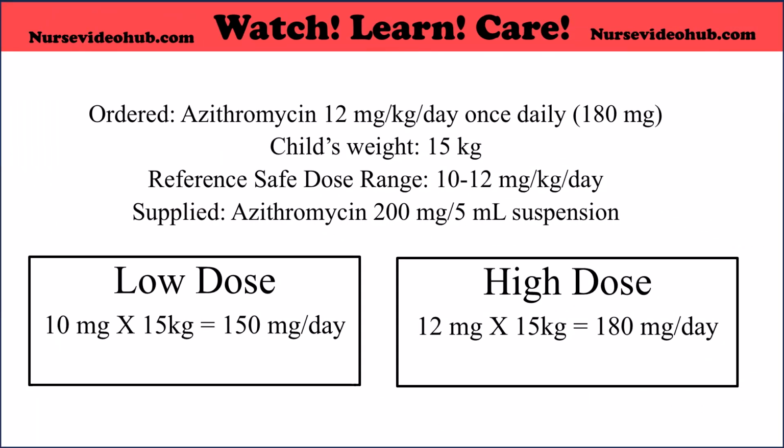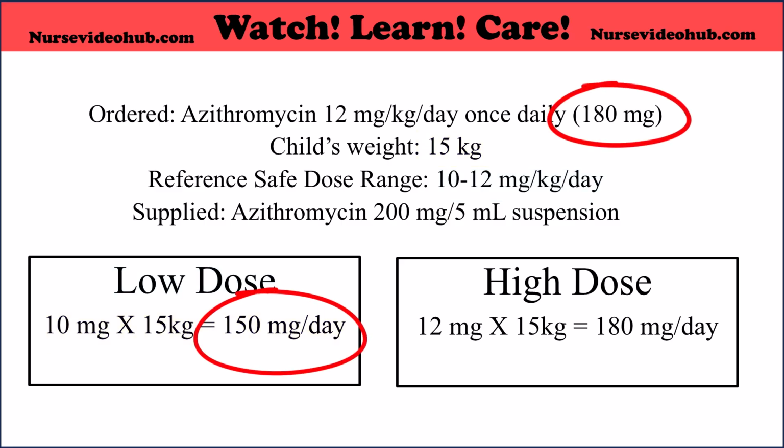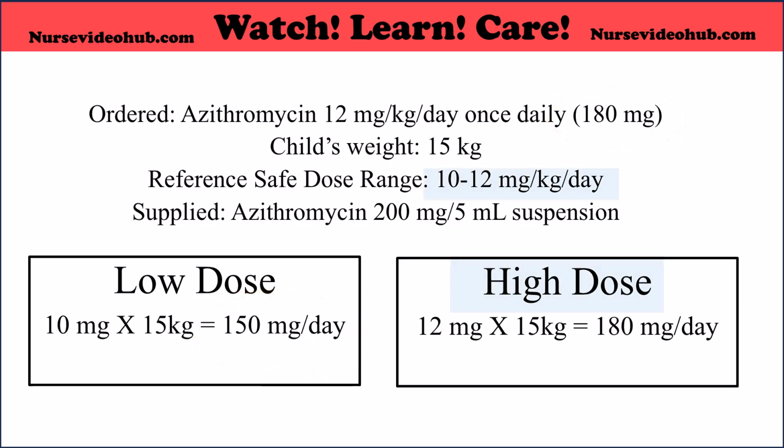Now you must determine if this is a safe dose within the low and the high ranges. The low dose is 10 milligrams times 15 kilograms. The recommended low dose is 150 milligrams daily. The patient's dose is 180 milligrams, which is above the low dose, so that is good. Now you need to ensure it is at or below the high dose. The high dose is 12 milligrams times 15 kilograms. The high dose is 180 milligrams daily.